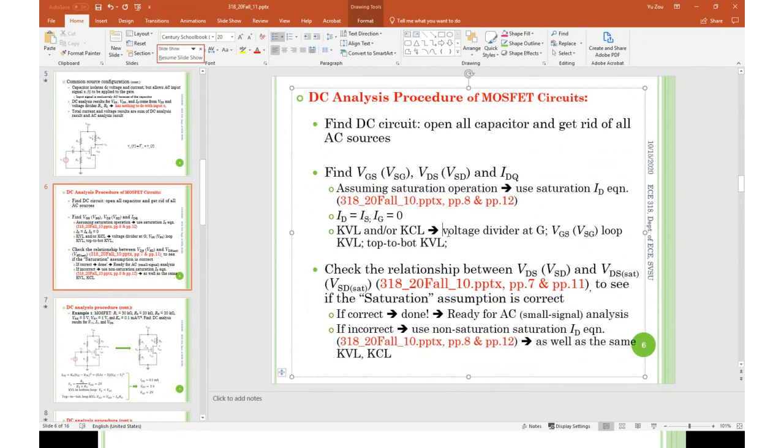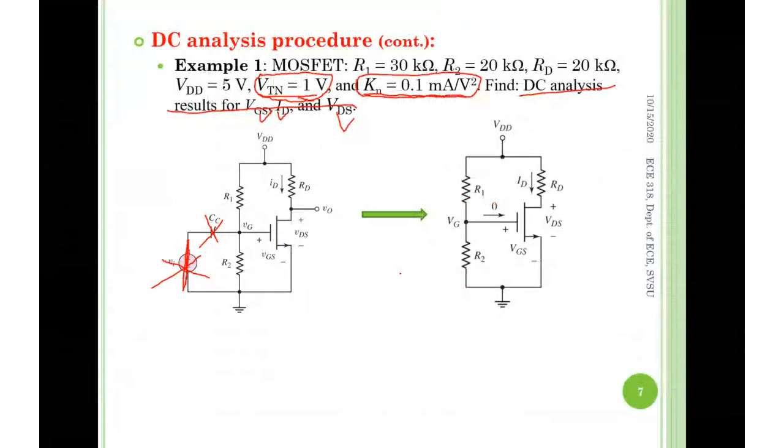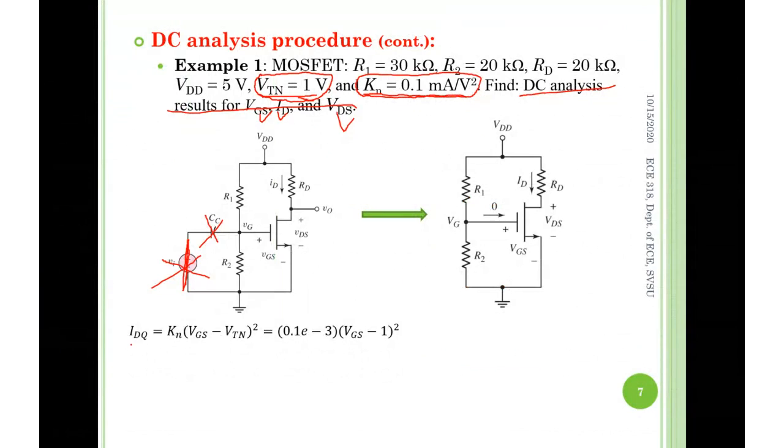And the more here, you need to consider a voltage divider at the gate, a VGS loop KVL, and from top to bottom pass KVL. 3 things, 3 equations. Let's see. First, ID saturation equation. Okay.